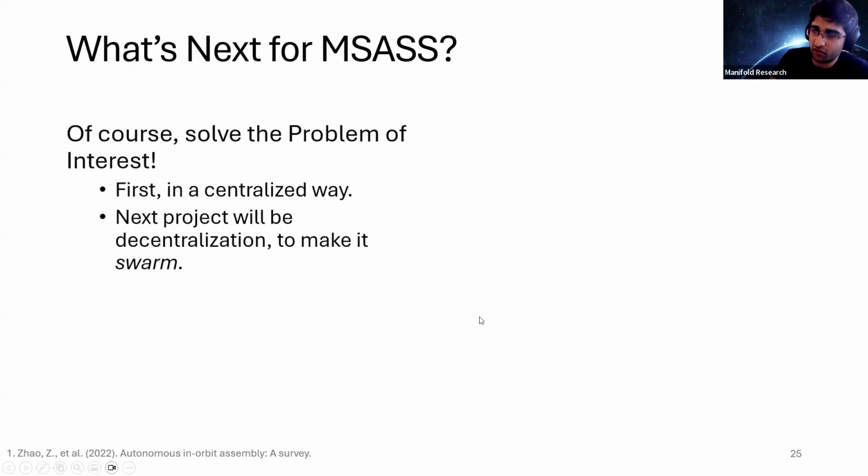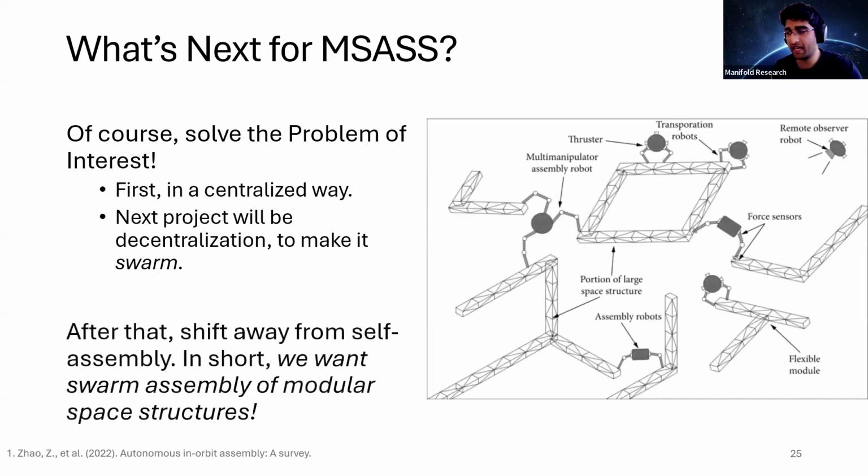Okay, so what's next for this project? Of course we'll solve the problem of interest. First, we'll do it in a centralized way, and then we will have a swarm project where we try to find a decentralized algorithm to achieve these arbitrary shapes. And then after that, we want to shift away from self-assembly and get towards a swarm assembly, meaning a swarm of agents assembling a modular space structure. So n agents assembling m modules instead of n modules assembling themselves. This is the ultimate direction of this research project at Manifold.